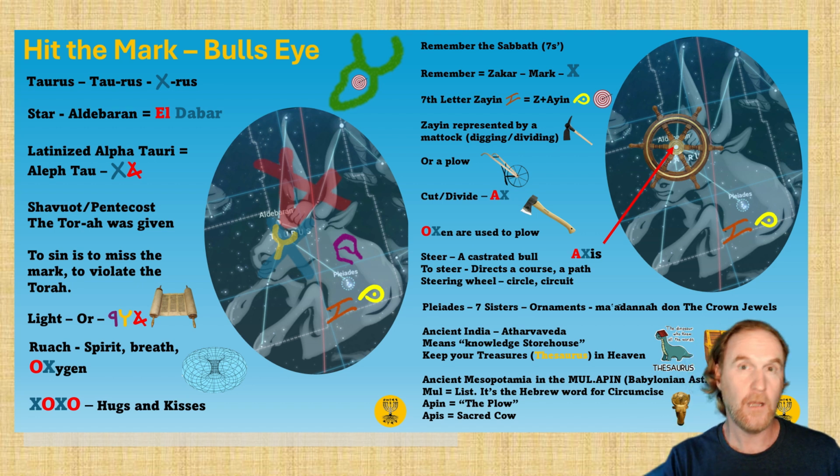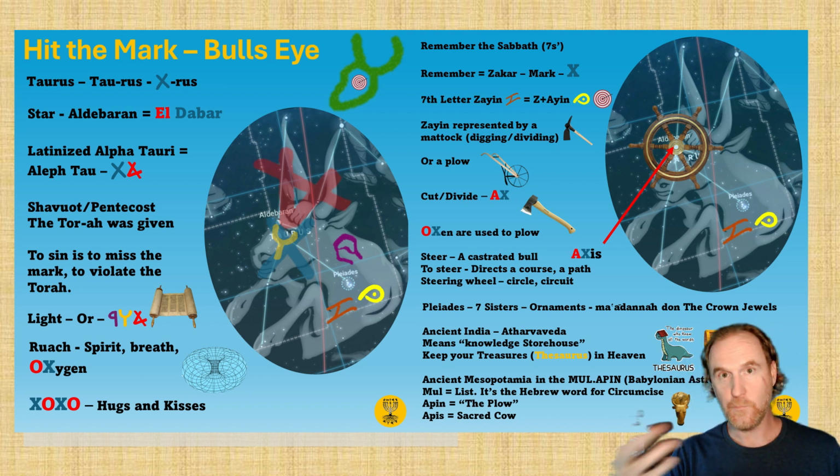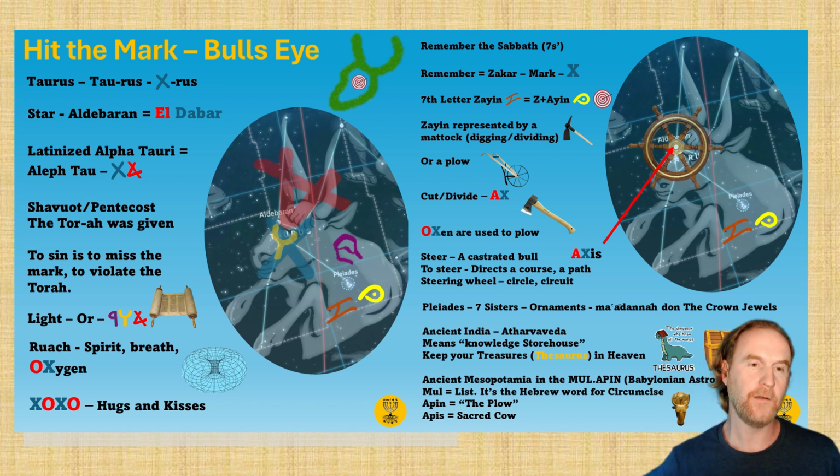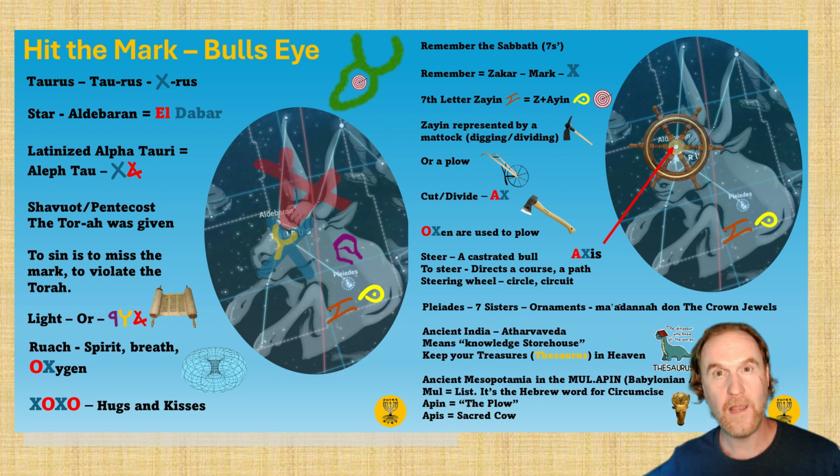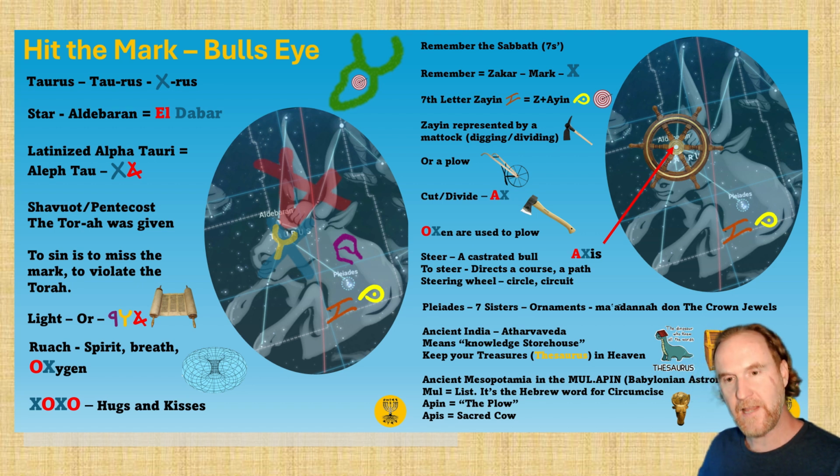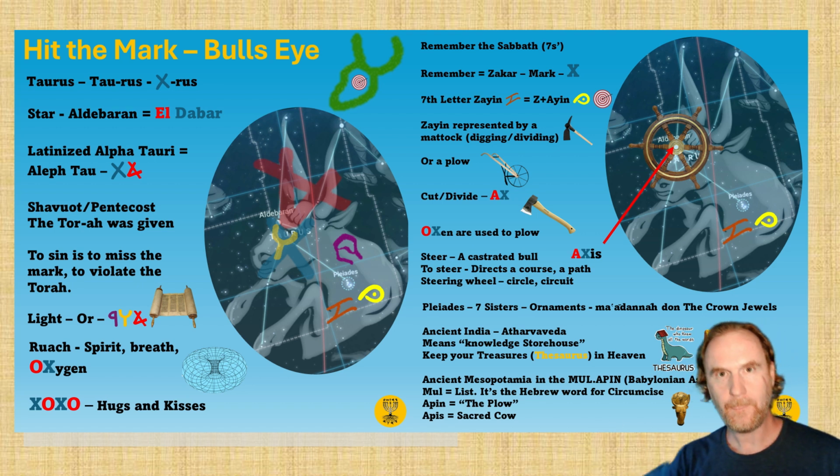The eye of the bull, Taurus, is Aldebaran, which means El Dabar, the word, right? And so the bull, it's a steer. He's steering us with his wheel, and the bull is kept away from the heifers until it's time to bring them in to impregnate the flock, so to speak, the herd, to put that seed into them.